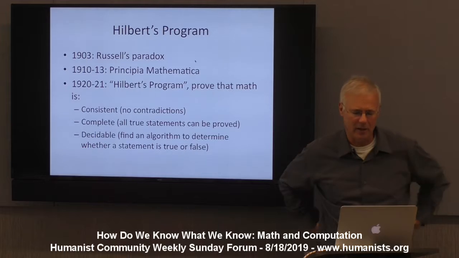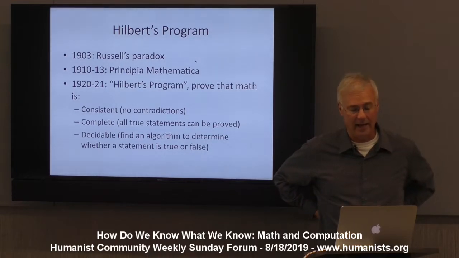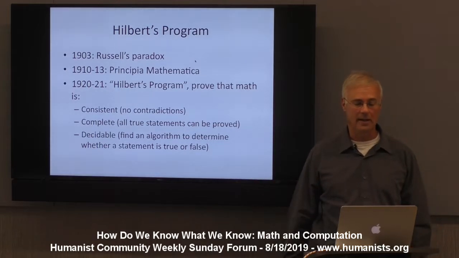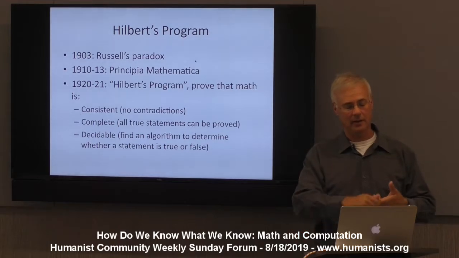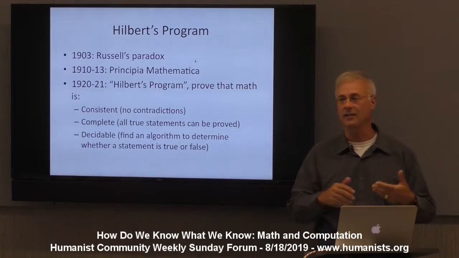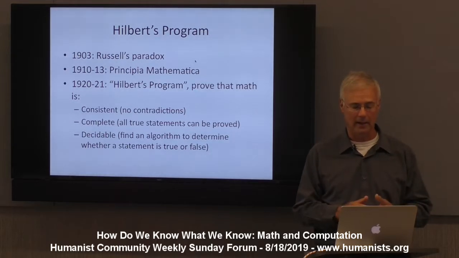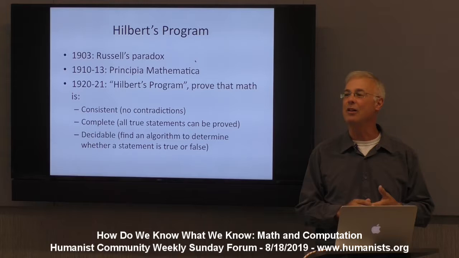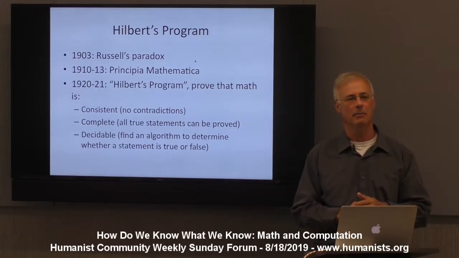So just to give you a rough timeline here, in 1903, Russell discovered Russell's paradox. Principia Mathematica was written between 1910 and 1913, and in 1920 to 1921, David Hilbert proposed this program to try to prove that math is consistent, complete, and decidable, which is to say that it contains no contradictions, that all true statements can be proved formally, and that this can be done algorithmically. So we wanted to find a procedure to find a formal proof for any proposition that you wanted to decide whether it was true or false.